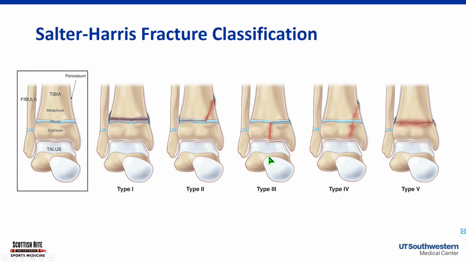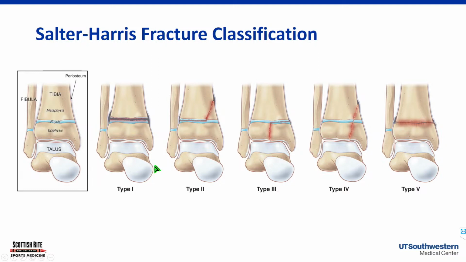Another review of some concepts. In the pediatric world, we tend to use what's known as the Salter-Harris classification for fractures. This helps us classify different fracture patterns involving the growth plate, and based on that will help us determine the risk of complications as well as our treatment algorithm.